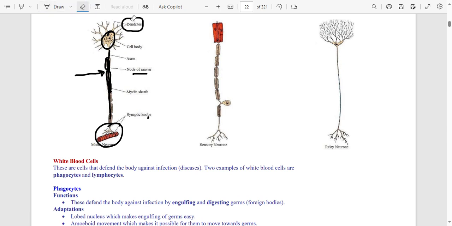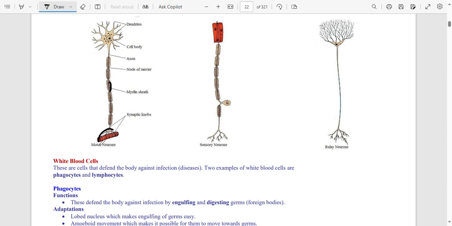Okay. Now there are three main types of neurons. You need to know this. Make sure you know. There is a motor neuron, a sensory neuron, and a relay neuron. A motor neuron, you can see how it is. It actually has a normal cell body and everything like that. A motor neuron will carry information.